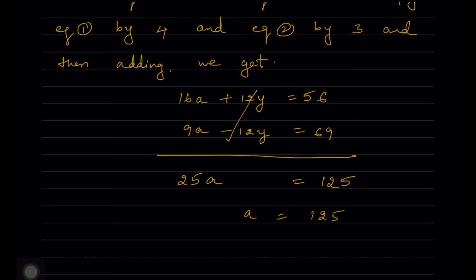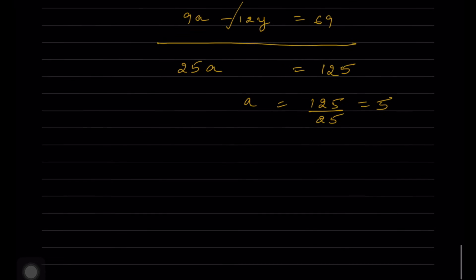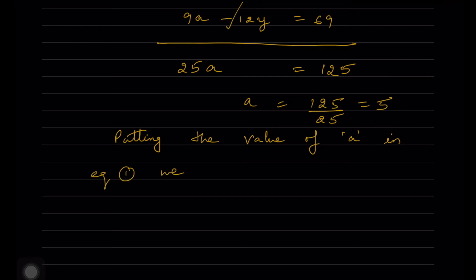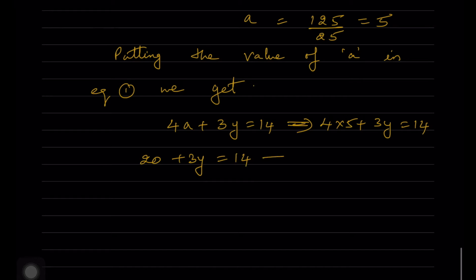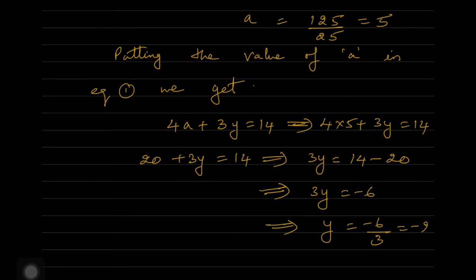Therefore a is equal to 125 by 25, which is equal to 5. Now putting the value of a in equation 1, equation 1 is 4a plus 3y is equal to 14. So 4 into 5 plus 3y is equal to 14, that is 20 plus 3y is equal to 14, or 3y is equal to 14 minus 20, which implies 3y is equal to minus 6. So y is equal to minus 6 by 3, which is nothing but minus 2.